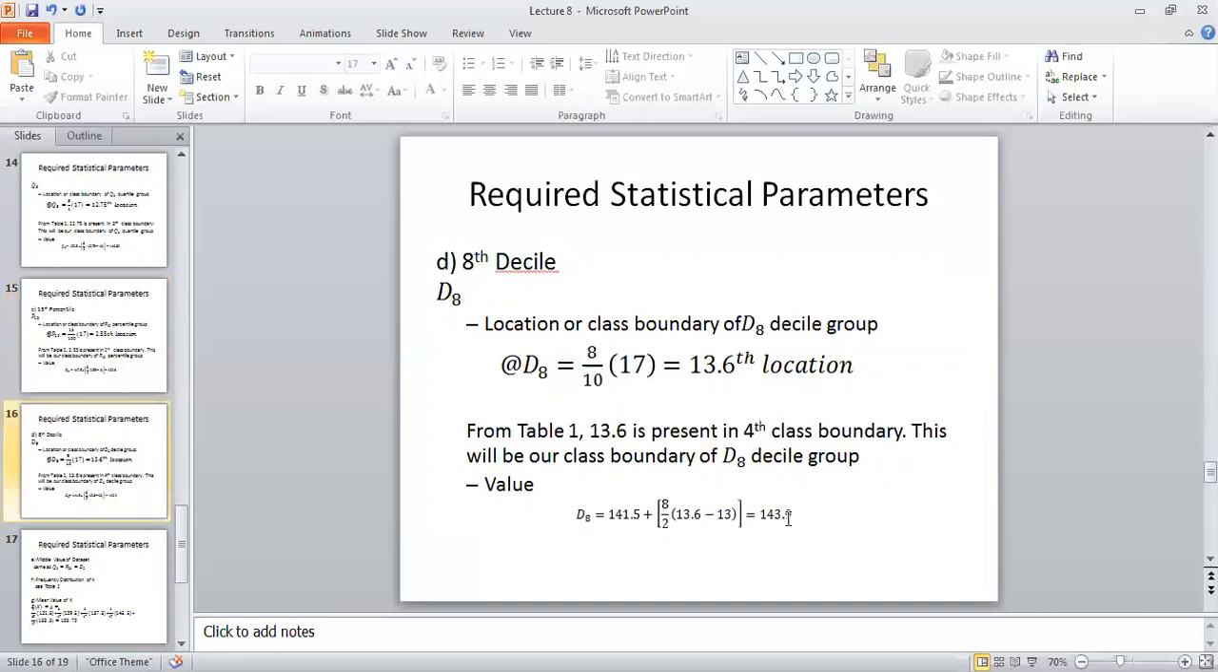Next, let's take an example of a decile as well. We have the location of the decile, so if you want to find the eighth decile, this is 8 upon 10 into 17, right?